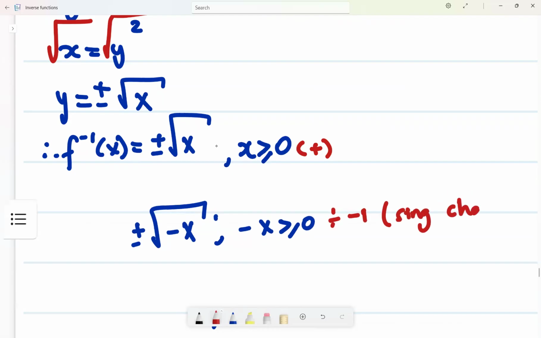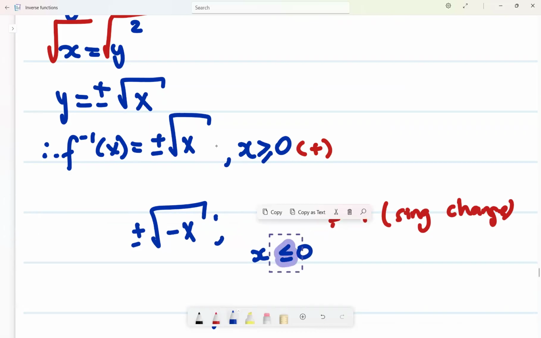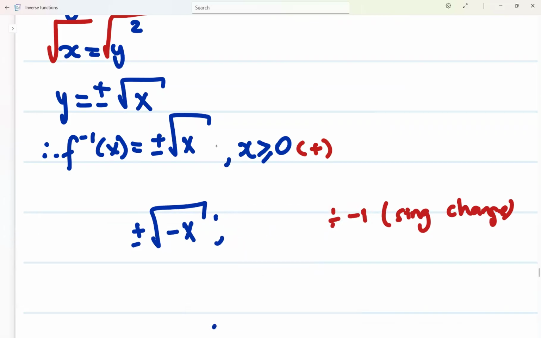The sign will change. What do I mean? From now, negative x is greater or equal to 0 is going to be x is less or equal to 0. So this will be now my new restriction. This is what we refer to as a restriction.